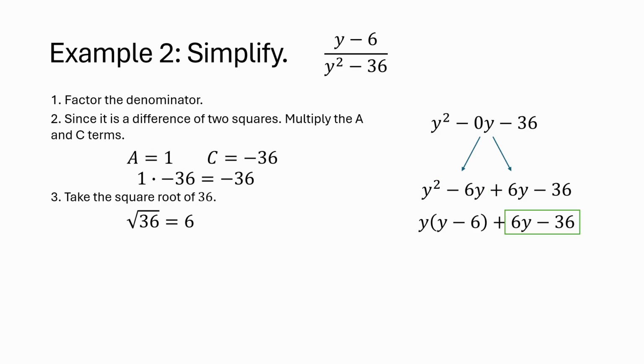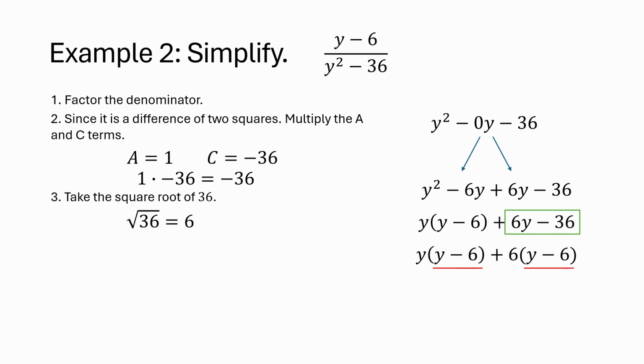Now I'm going to group those last two terms together, and I'm going to find the GCF between those two terms. So the GCF between 6y and negative 36 is going to be a 6. And so I'm going to factor out a 6, and so I'll have y(y minus 6), and then I factored out that 6, and I'll have y minus 6 in the last parentheses. So my two binomials match, which is what we want when we do factor by grouping.